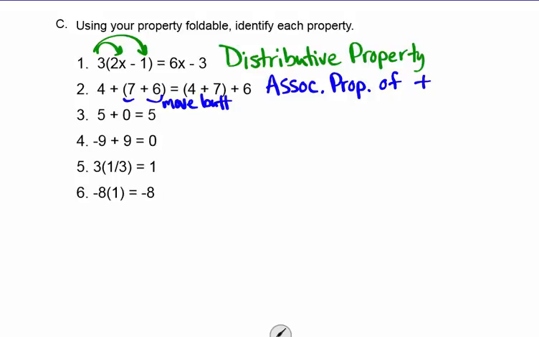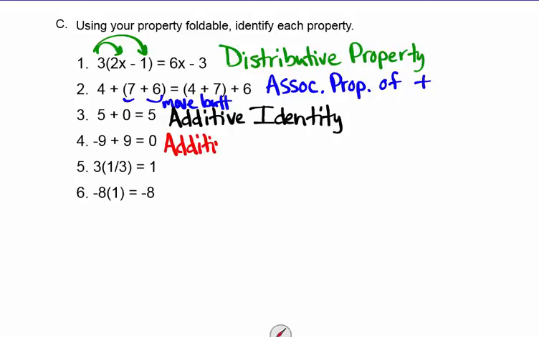Number 3, 5 plus 0 equals 5. This is the additive identity. The number stays the same. Number 4, negative 9 plus 9 equals 0. This is the additive inverse.